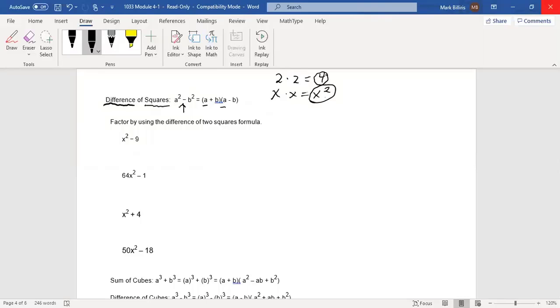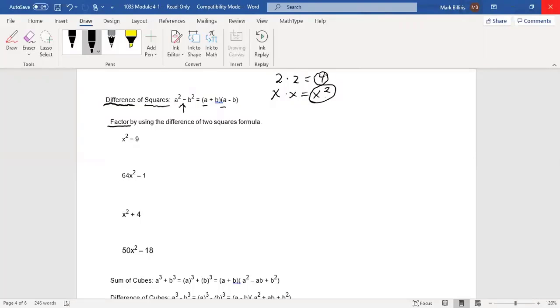Is this the difference of two squares? So it met the first criteria that it's a subtraction problem. And also we know that x squared is a perfect square because x times x gives us x squared. And 9 is a perfect square because 3 times 3 gives us 9. Before we get into the factoring, remember that anytime we are asked to factor, our first step is to remove the greatest common factor.